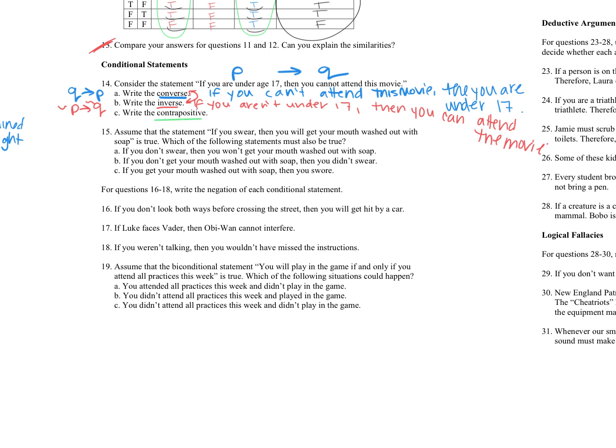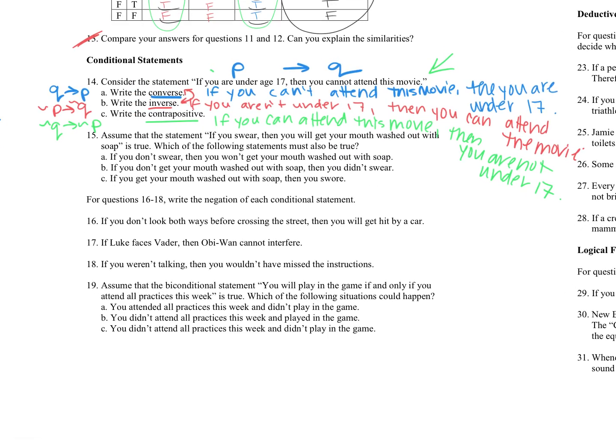Last, the contrapositive, that would be the negation of Q implies the negation of P. This is going to say that if you can attend this movie, then you are not under 17. And that would be equivalent to the original statement. So remember that the contrapositive and the original statement are always equivalent to each other. And the converse and inverse are equivalent to each other.